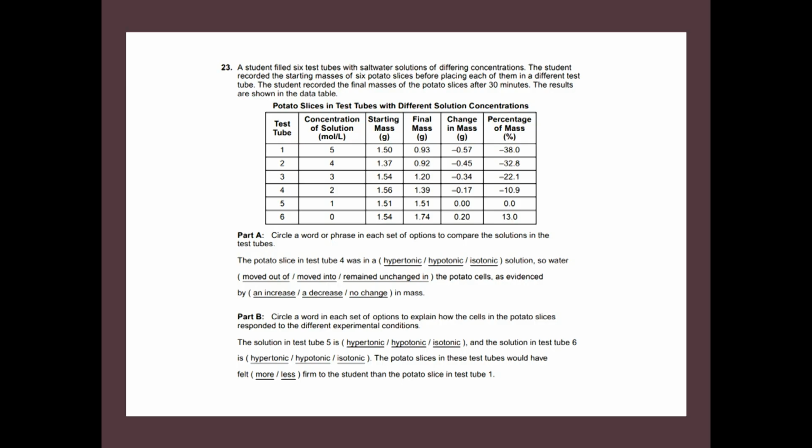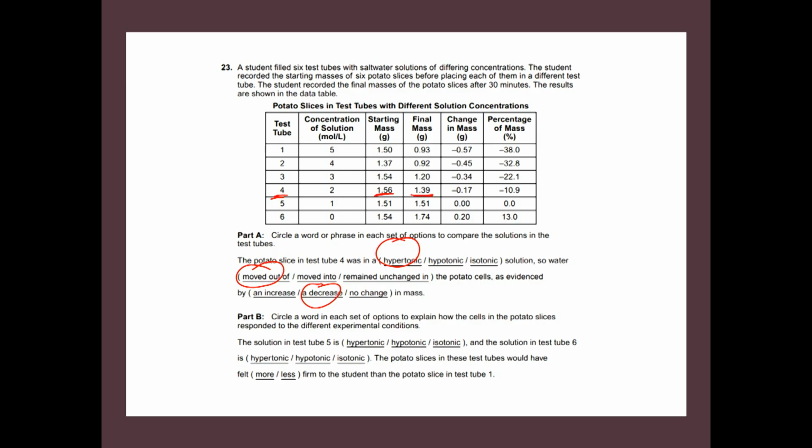Okay, so for this one, the potato slice in test tube 4 was in hypertonic solution, so water moved out of the potato cell as evidenced by a decrease in the mass. So let's just take a second to look at this real quick. So this is saying test tube 4 was in a hypertonic solution. How did we know it was in a hypertonic solution? Well, look at the starting mass versus the final mass, okay?